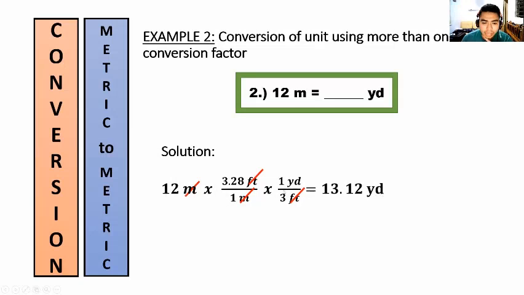So, yan na. So, 12 times 3.28 times 1. Okay? Then divided by 3. So, the answer is 13.12 yards. Okay? So, 12 meters is equal to 13.12 yards.